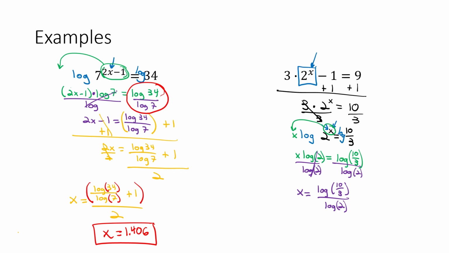So what's that equal? Well, we'll just go to our calculator real fast. And I will type in the log of 10/3, close the parentheses on the log, divided by the log of 2. And x is equal to 1.737, rounding to 3 decimal places. So that's how we can use logarithms to solve exponential equations.